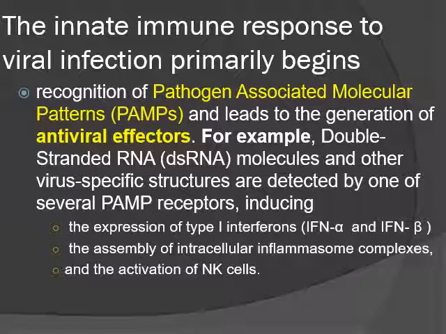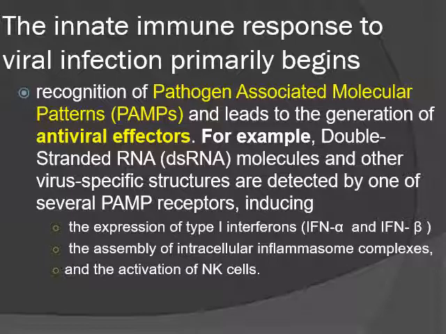These virus-specific structures are detected by one of several intracellular or endosomal membrane PRRs, such as toll-like receptors and NOD-like receptors. All of these can recognize viral proteins that are endosomal, always within the cytoplasm of the cell. Okay, if these toll-like receptors bind to viral proteins or even RNA, which are the PAMPs, a signal will go from the toll-like receptor to the nucleus.